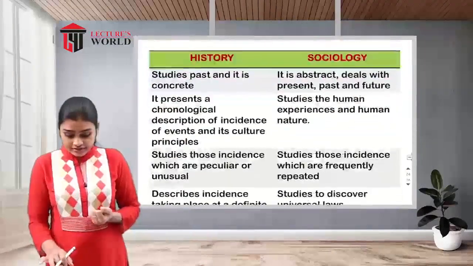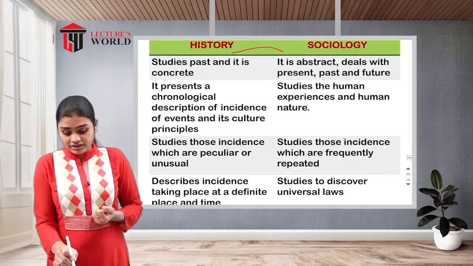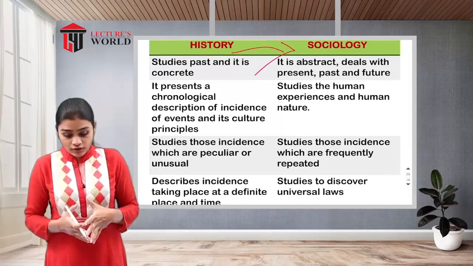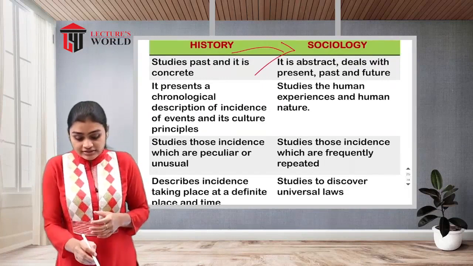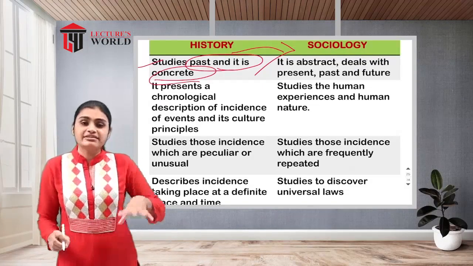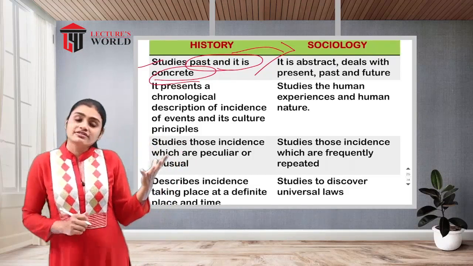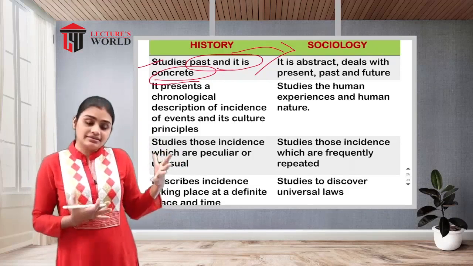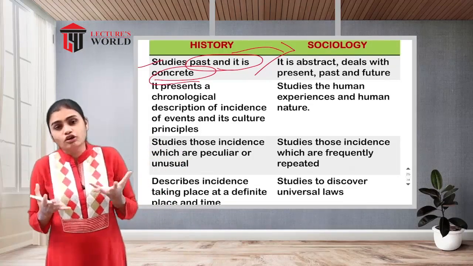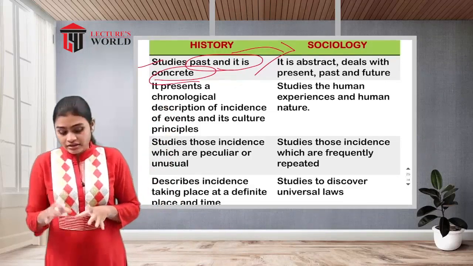The next is the relationship of history with sociology. In relationship with history, what is this? History studies the past and it is concrete. History means the past things we are going to learn. So history learns the past things, and it is concrete. That means it is the actual thing that happened in the past. So that will be studied.